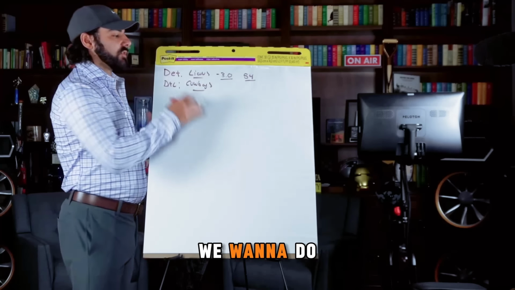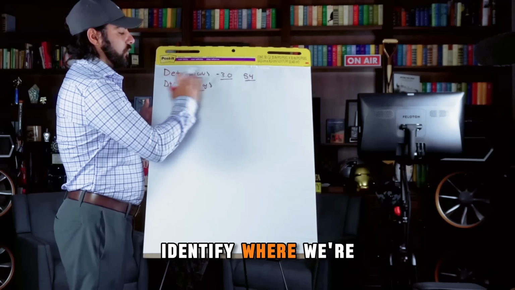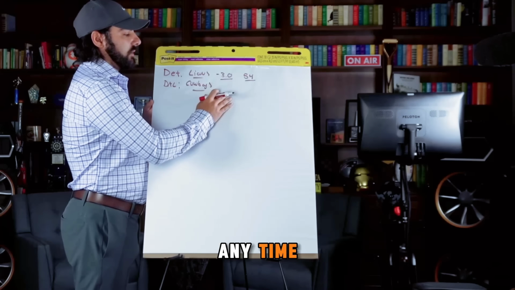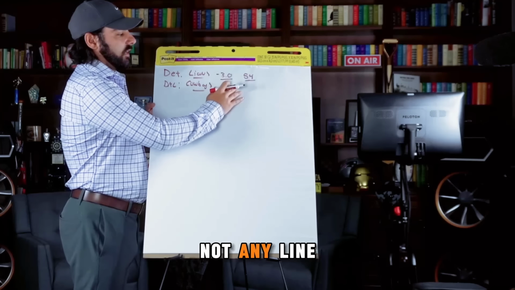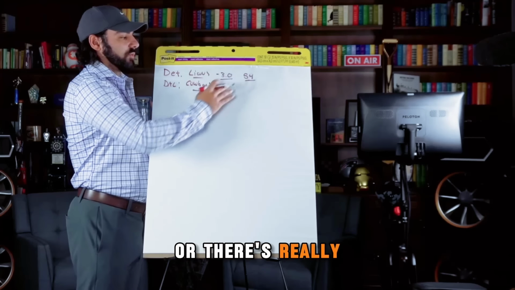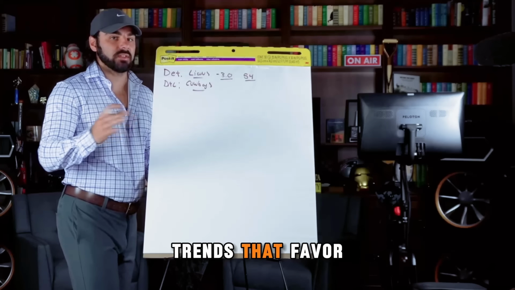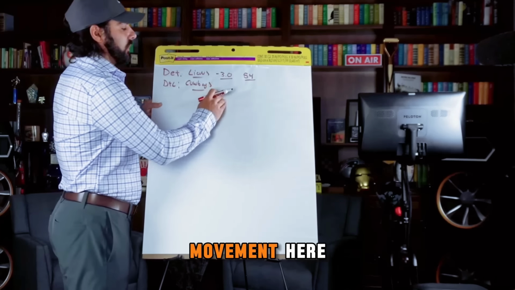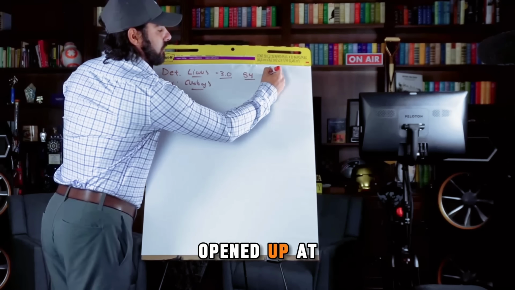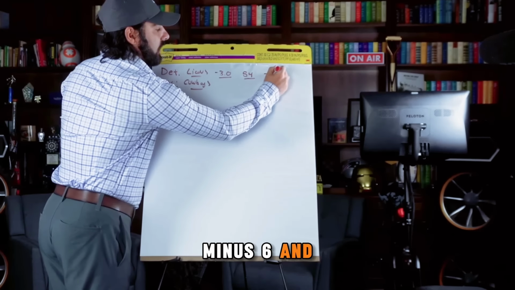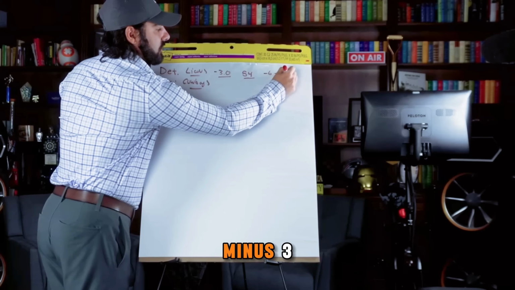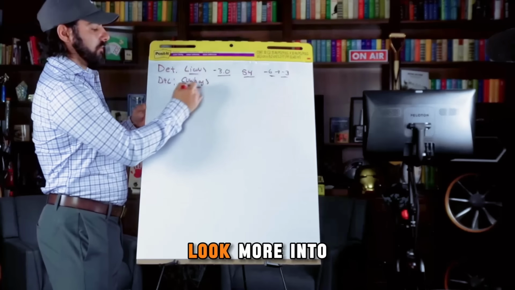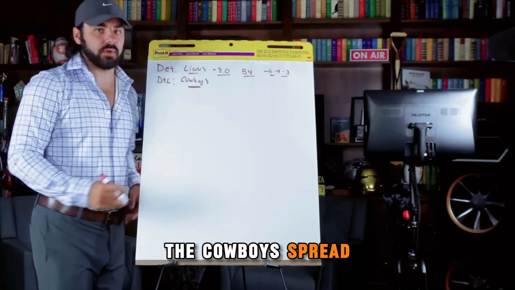Now the first thing we want to do here is identify where we're not going to waste any time. That's where there's no line movement, or really no head-to-head trends that favor anything in this category. First off, on the line movement, the Lions actually opened at -6 and have moved to -3. That would be an indicator for us to look more into the Cowboys spread.